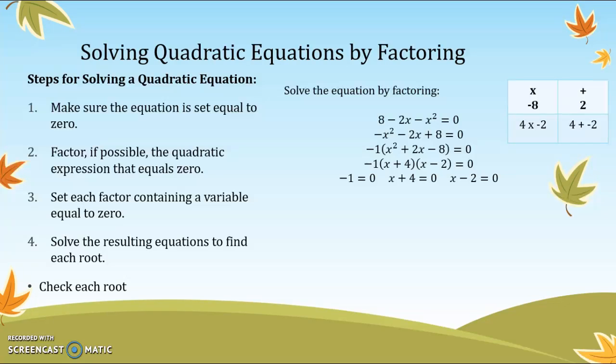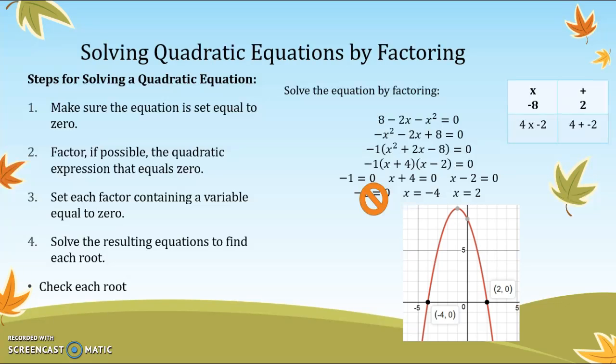It looks like the one on the left is already solved. It has no x value. When I subtract 4 on the left and add 2 on the right, my options are -1 equals 0, x equals -4, and x equals 2. However, you're probably noticing we have a problem. -1 does not equal 0. So we can ignore that answer altogether because it's a false statement. Again, if I were to graph this, we see that our quadratic crosses the x-axis at -4 and +2.